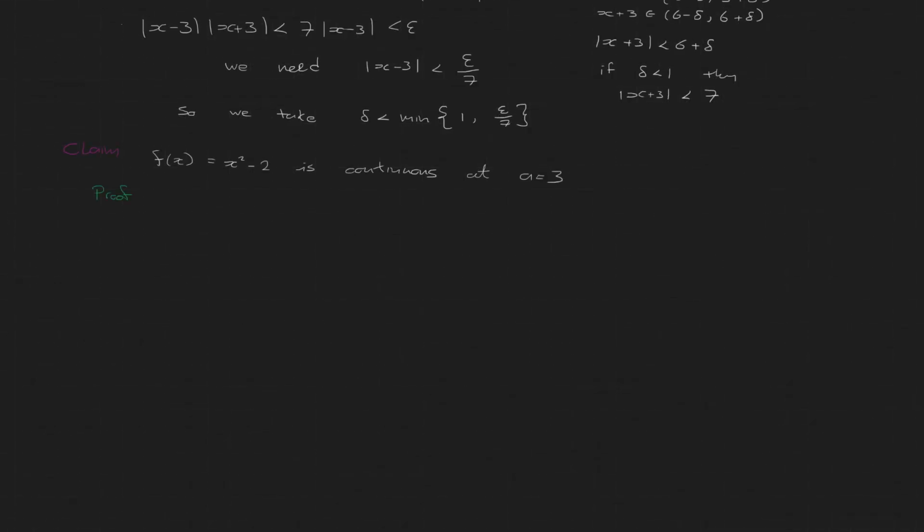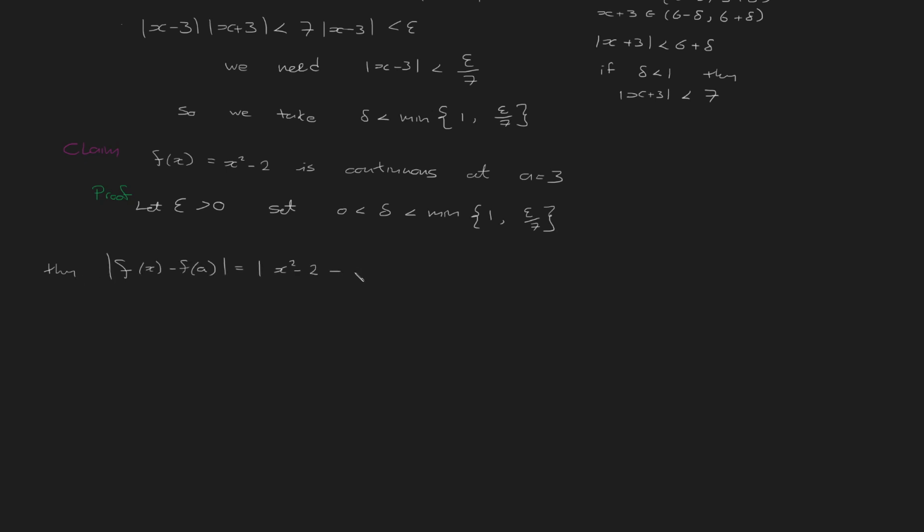So I make a claim. I claim that the function is continuous at the given point. And so to prove this, using the theorem that I want to use, I take epsilon greater than 0, so this is any epsilon greater than 0, and I take my value of delta. Now I have it over here, set delta such that delta is greater than 0, but it's also less than the minimum of 1 and epsilon over 7.